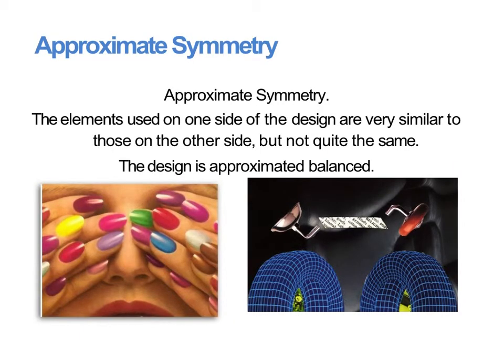In approximate symmetry, the elements used on one side of the design are very similar to those on the other, but not quite the same. So even though they're not exact, they're very similar. For example, below, you might have one object in a different color or different size that balances the objects on the other side.